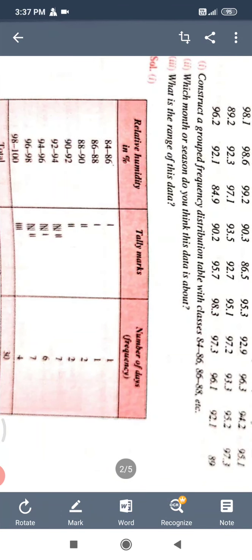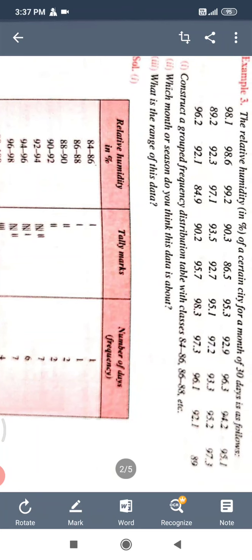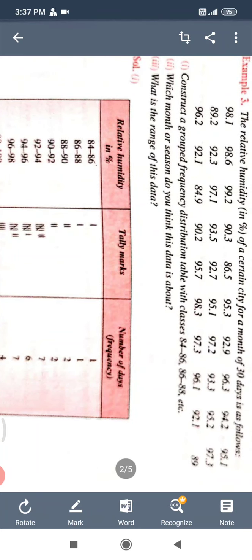refer all these numbers given in the question. 84 to 86, first class. Okay, so which number is between 84 to 86? Do not include 86. So you will see there is only one number. Which number? 84.9. So only one number is there, so tally mark is 1, frequency is 1.